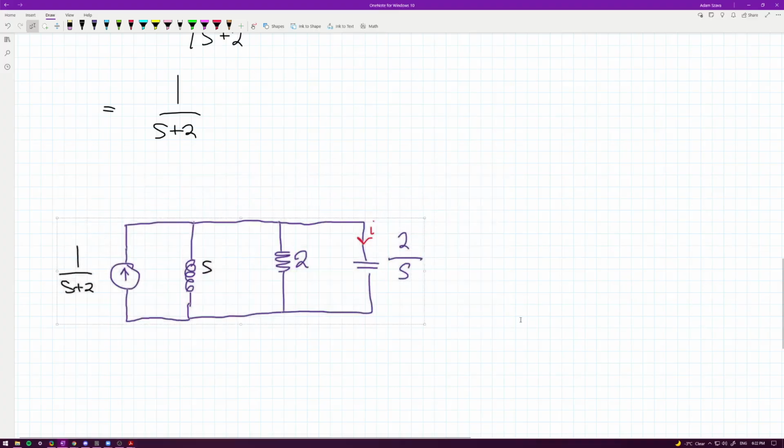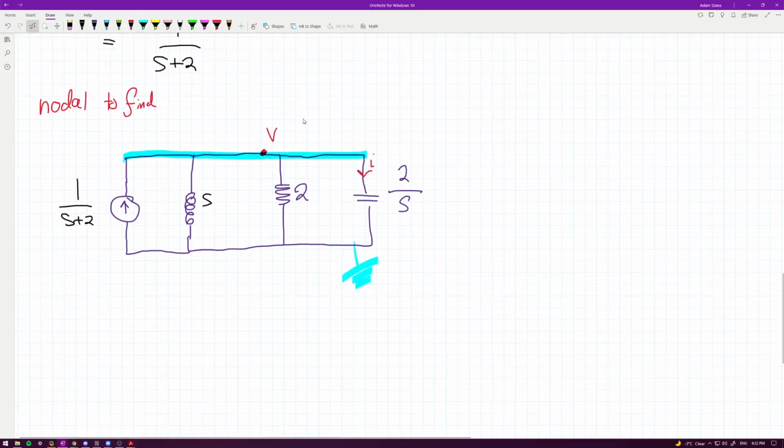So we're going to now use nodal to find this voltage here, which I'll just call V, because we only have one node. It's convenient when things are in parallel, you only have one node there. So we will set that to be the ground. I'll do it in this color, right? And then let's just quickly do a little bit of nodal here, right?